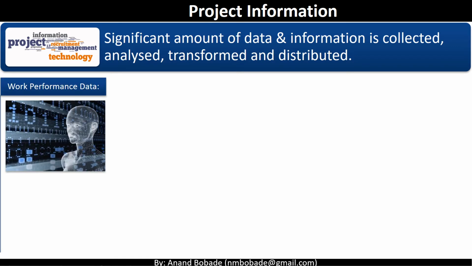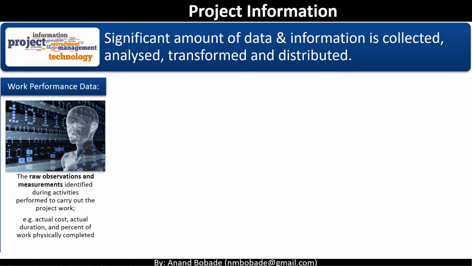Work performance data. It's a raw observation and measurement identified during the activities performed to carry out the project work. Think you are in execution process group and work is in progress to create deliverables. It can be document or deliverable can be a product. So the work performance data will be actual cost, actual duration, and the percentage of work completed for that document or the product.